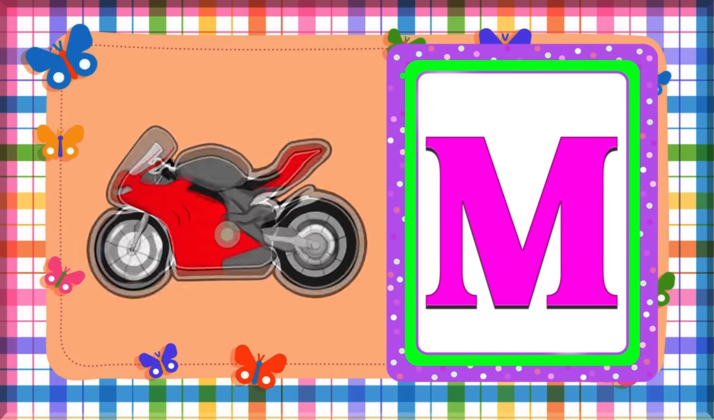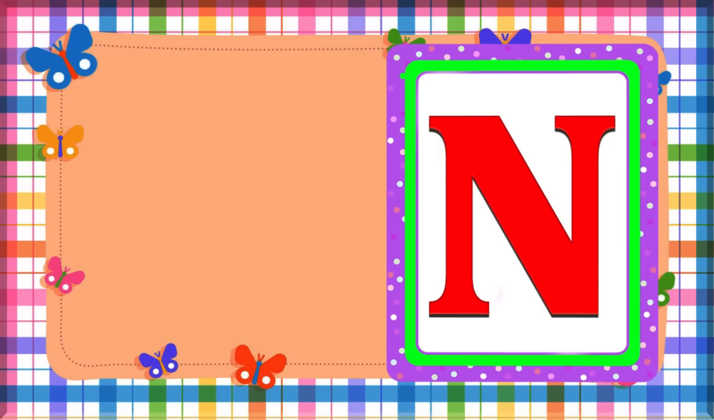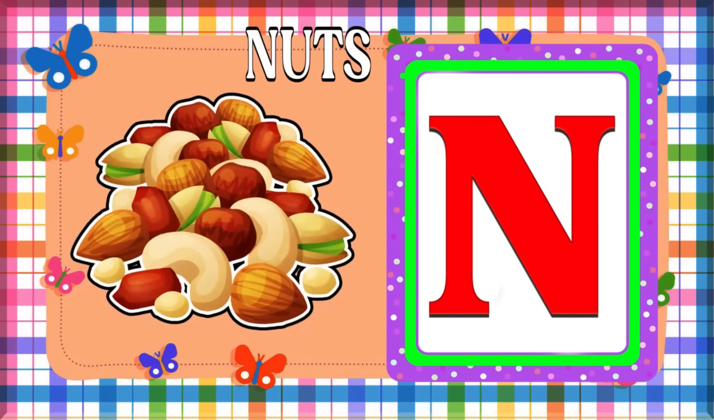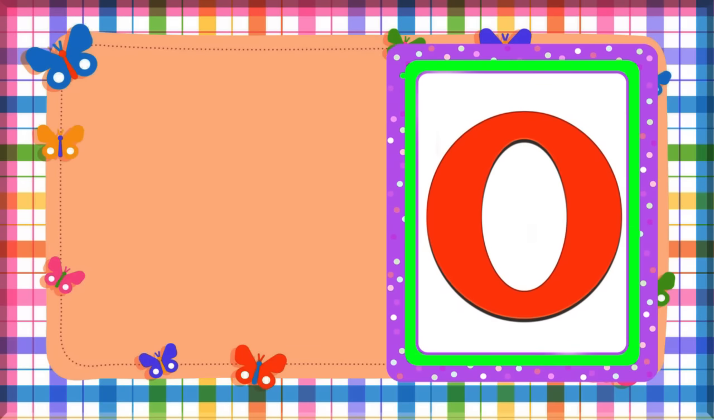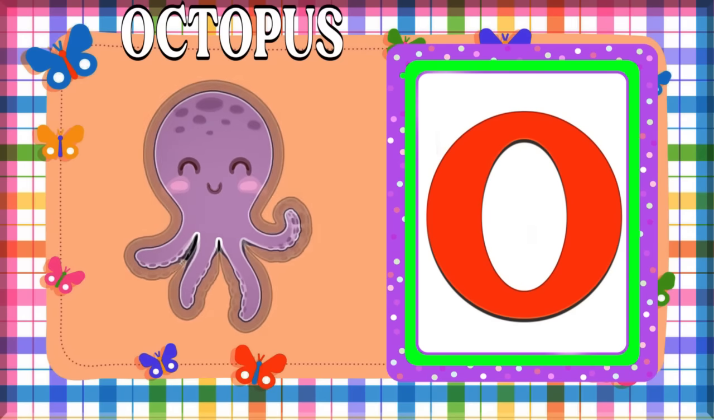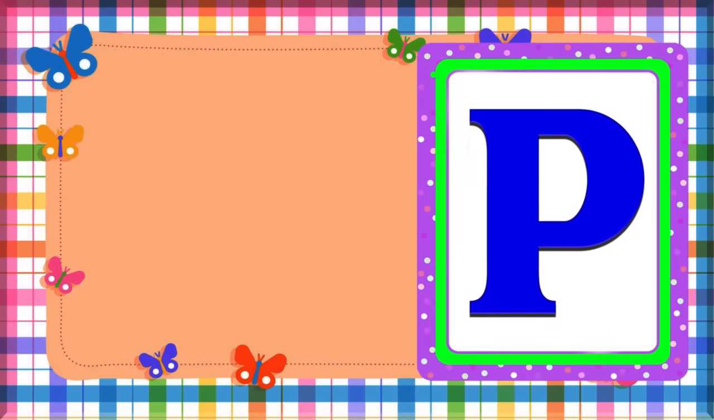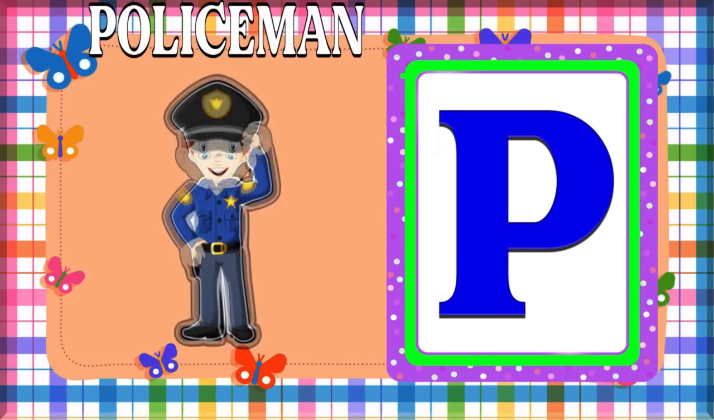M is for motorcycle. Motorcycle. N. N is for nuts. Nuts. O. O is for octopus. P. P is for policeman. Policeman.